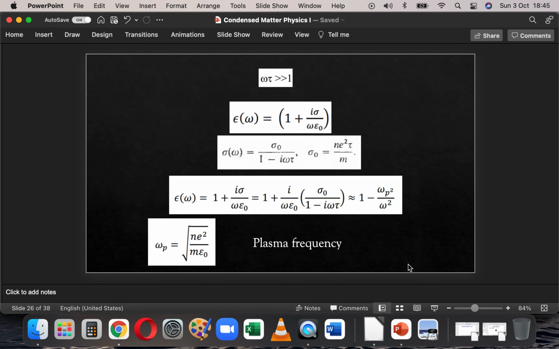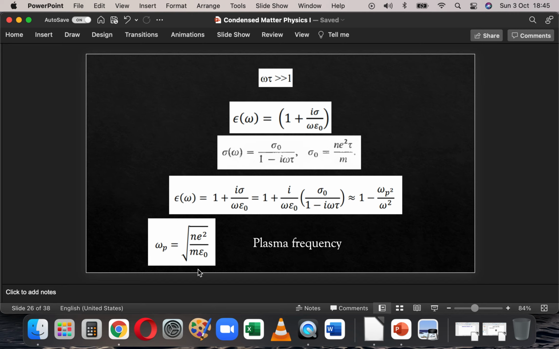Now, we have an expression for the frequency dependence of the conductivity and the frequency dependence of the dielectric constant. If you assume that we are working in the regime omega tau much greater than 1, that is, at very high frequencies, then I can introduce this expression for sigma into this dielectric constant equation. There's a sigma here, I can replace the sigma by this expression, and I can approximate this epsilon of omega as this form, where omega p is given by this. That's called the plasma frequency.